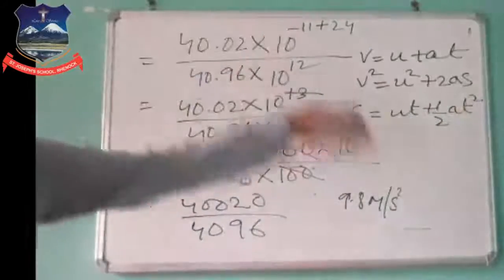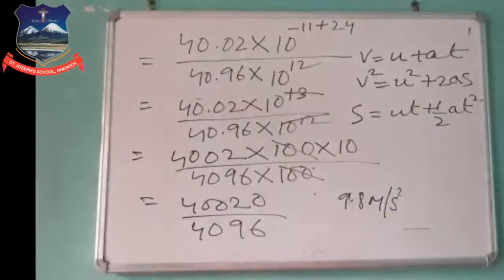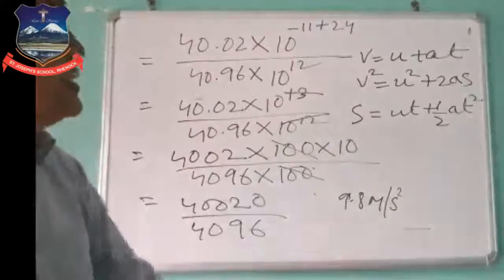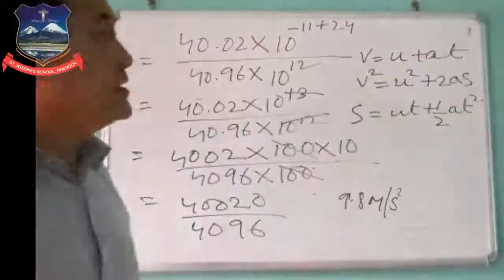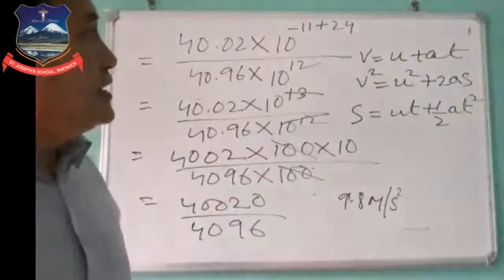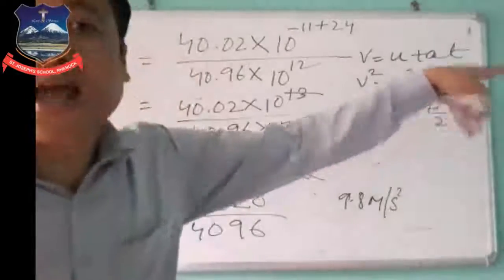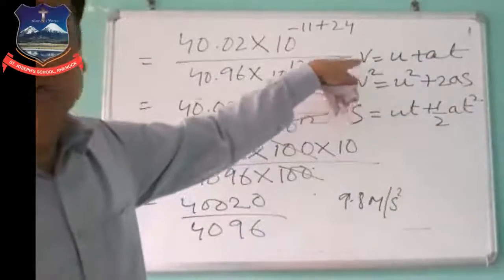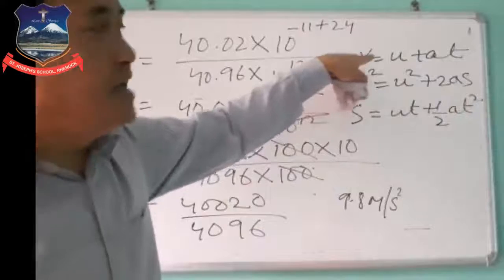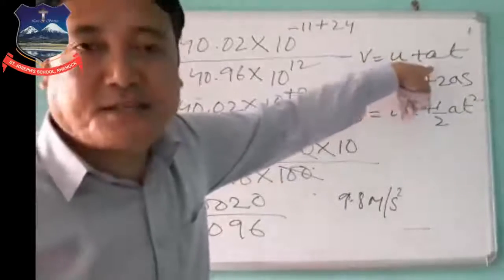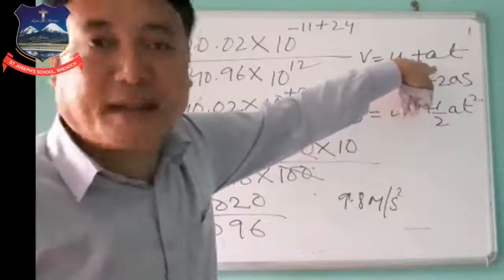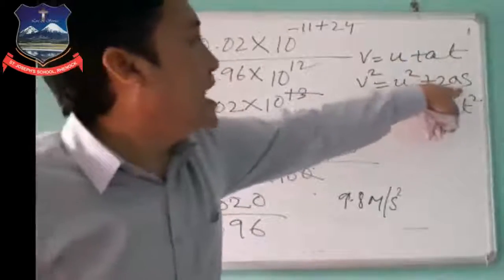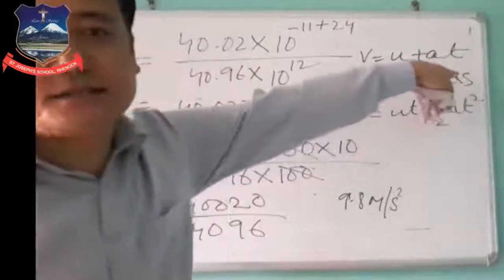Considering these three formulas, but here in this chapter, gravitation, instead of a you will use g, acceleration due to gravity. Instead of s you will use h. Only the difference is that, but others will remain the same. v will remain the same, final velocity, initial velocity. Instead of acceleration, you write the acceleration due to gravity. Then t will be time, here also the same. And instead of s, you write h.